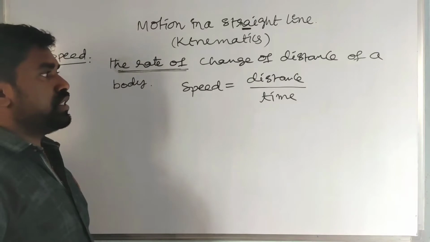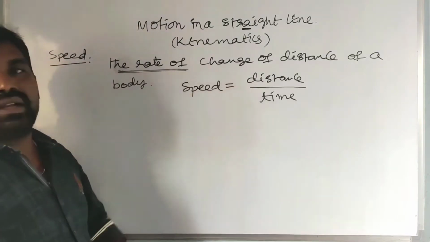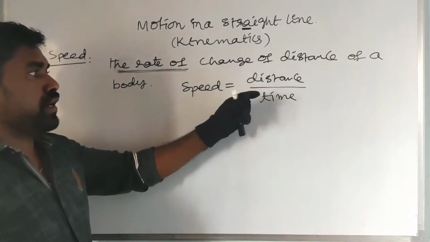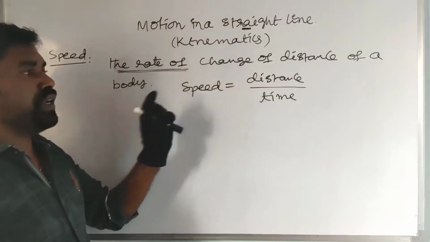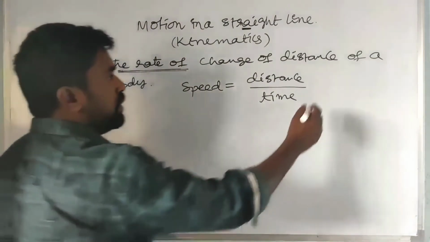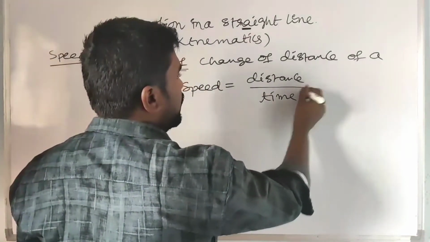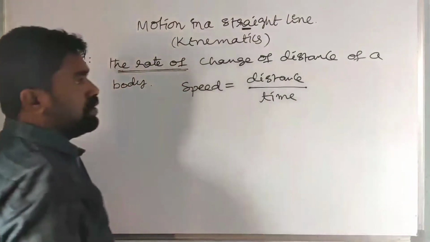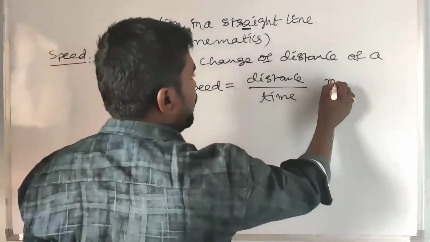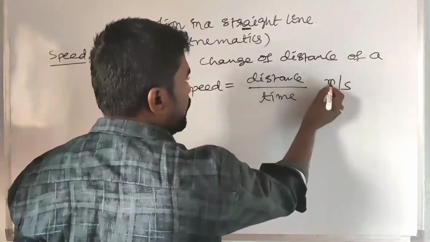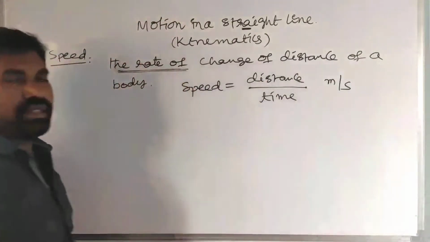So distance is nothing but the total path length covered by the particle, and that divided by the time gives us the speed. So speed should be measured in meters per second. Distance in meters, time in seconds, so meters per second.